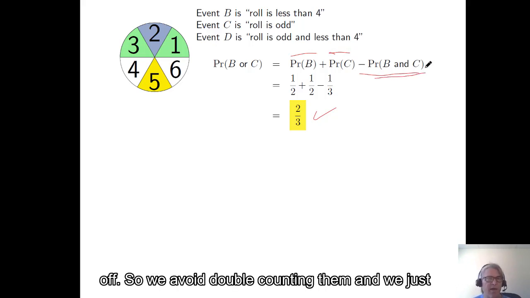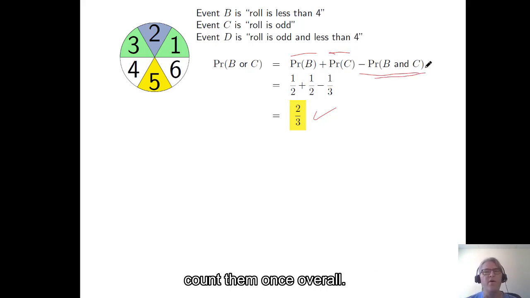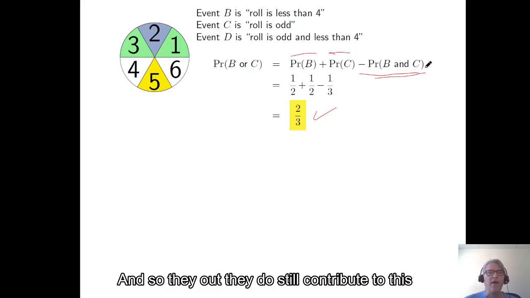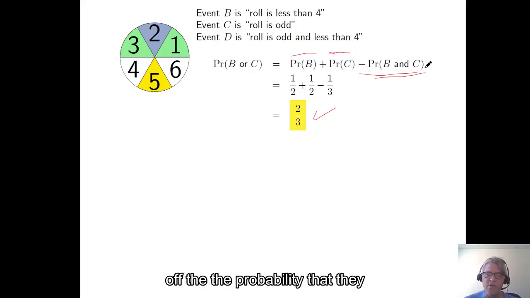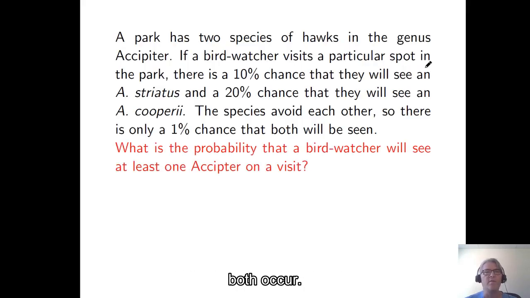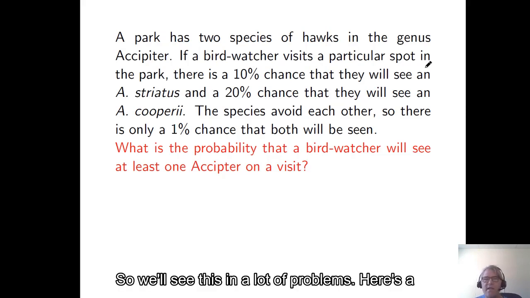So we avoid double counting them and we just count them once overall. And so they do still contribute to this probability, but it's important that they only contribute once, and that's why we have to subtract off the probability that they both occur. So we'll see this in a lot of problems.